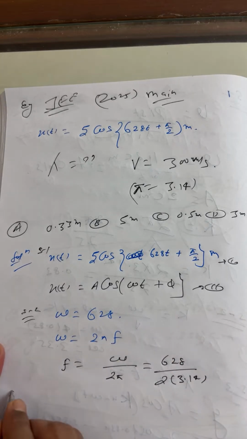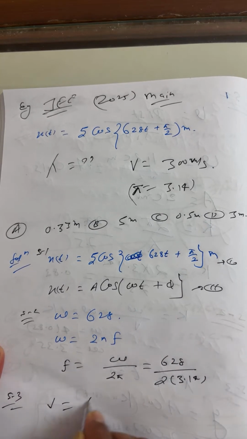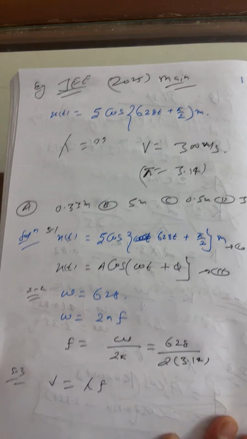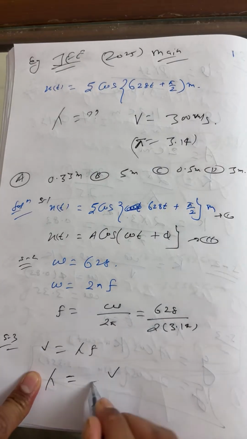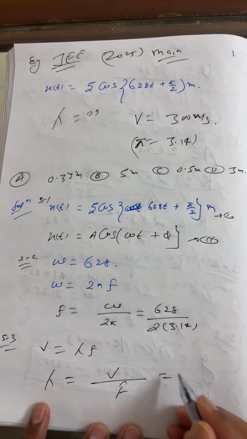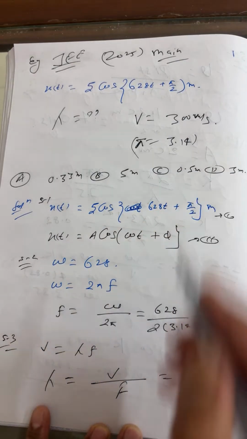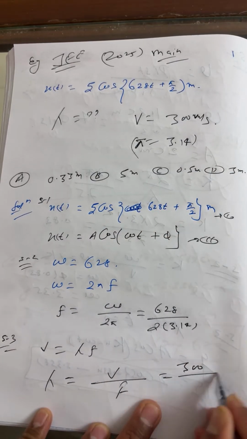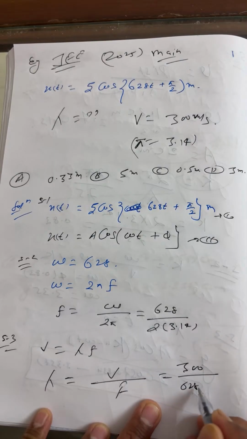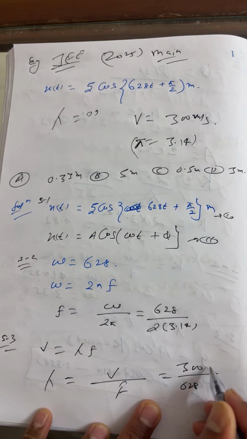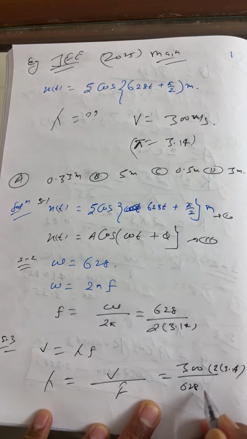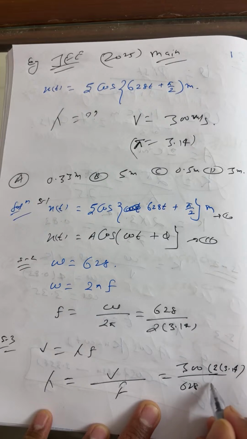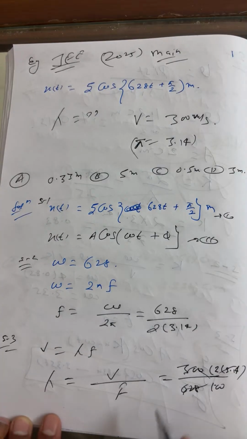Wavelength. So step 3, you can use v is equal to lambda f. So wavelength is v upon f. V mentioned in the question is 300 meter per second. F we already found: 628 upon 2 into 3.14. Just replace the two decimal places, then this cancels here. So lambda is coming 3 meter here.